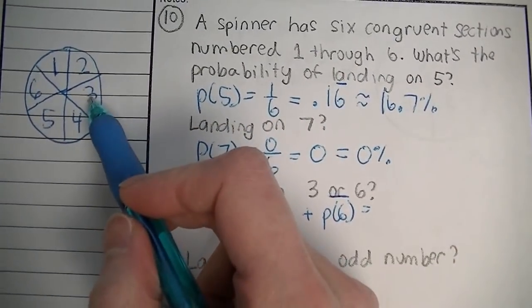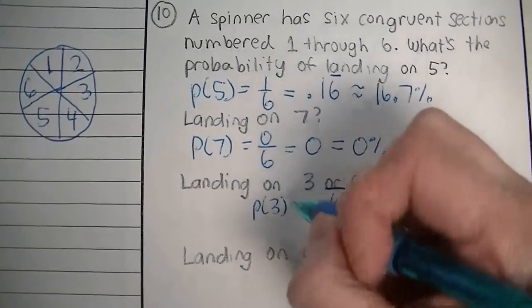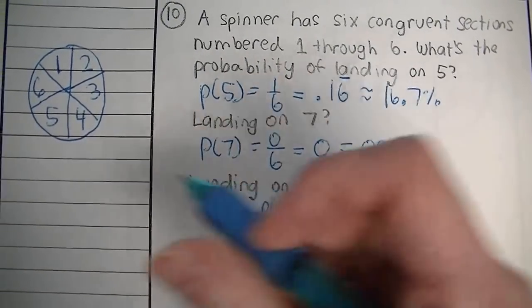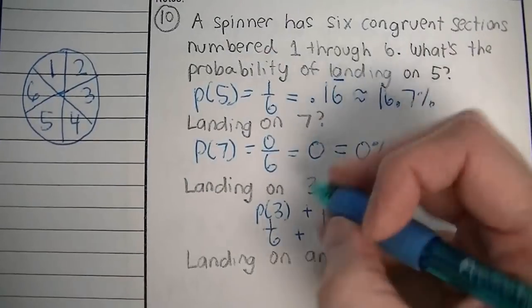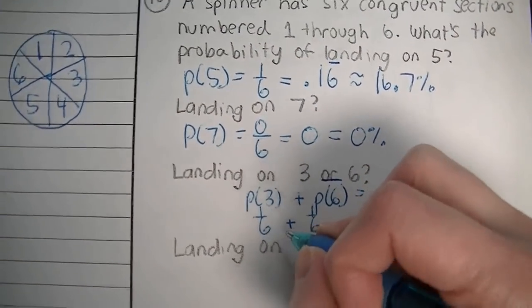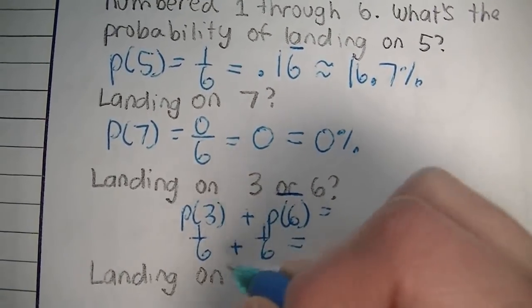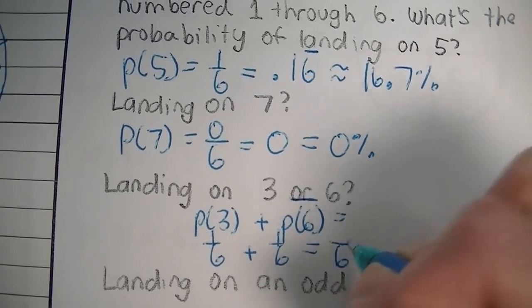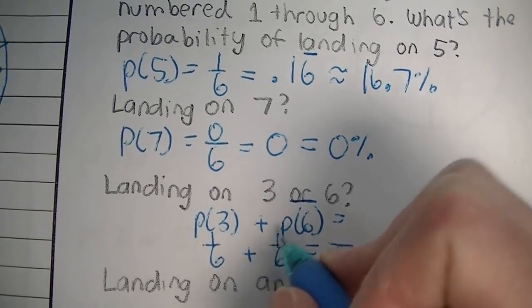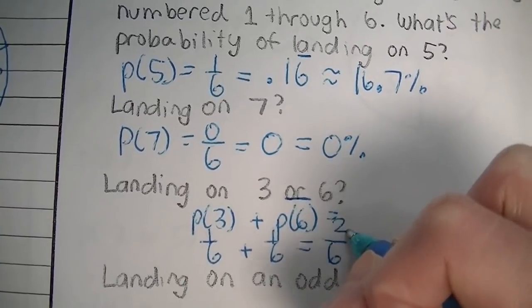So the probability of landing on a 3 is 1 out of 6, plus the probability of landing on a 6, which is also 1 out of 6. I'm adding fractions, so I have to have a common denominator, which I do. So keep that common denominator, and then 1 plus 1 is 2. So 1/6 plus 1/6 is 2/6.